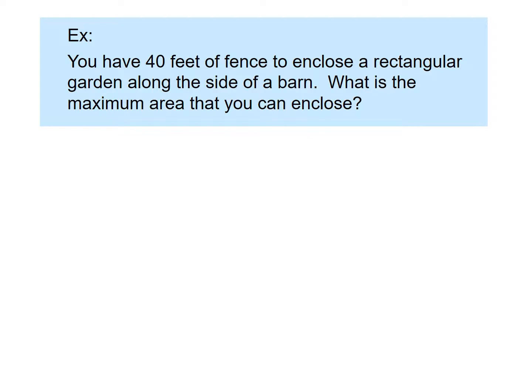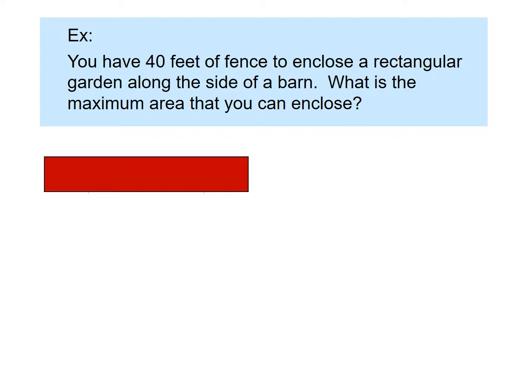So for example, we have 40 feet of fence that's going to enclose a rectangular garden along the side of a barn. So one of the four sides is going to already be in place. That'll be the side of the barn. We want to know the maximum area that we can enclose using this 40 feet of fence.